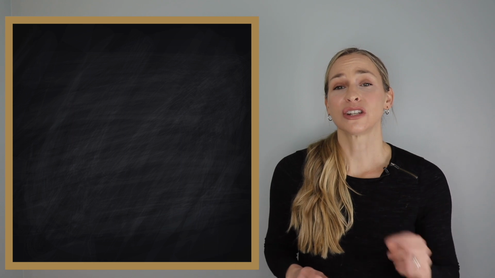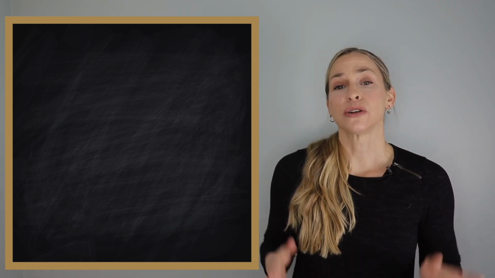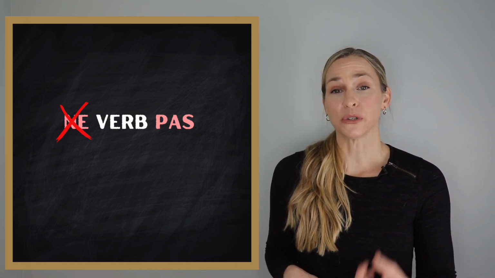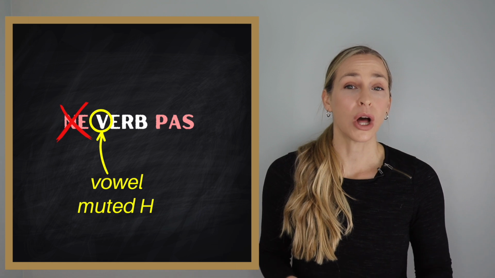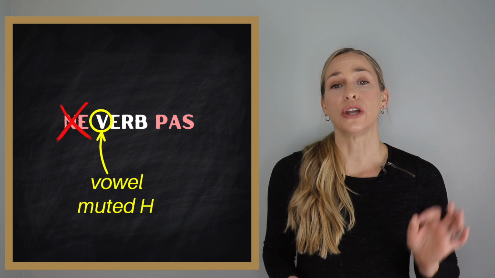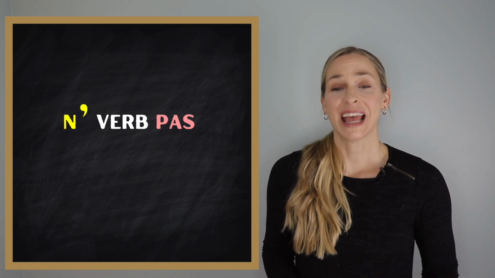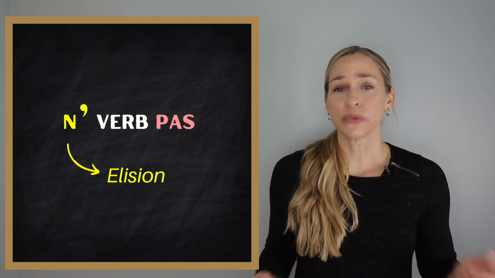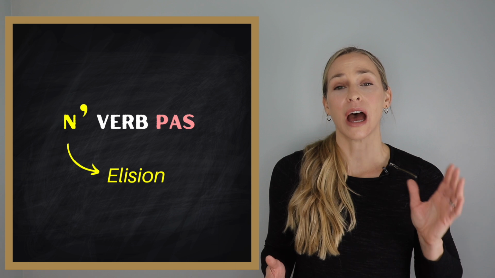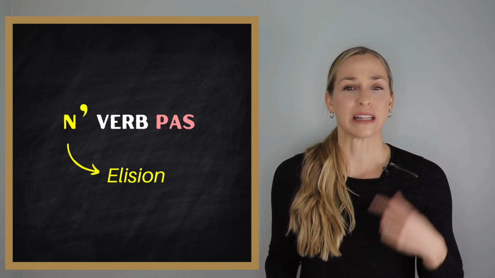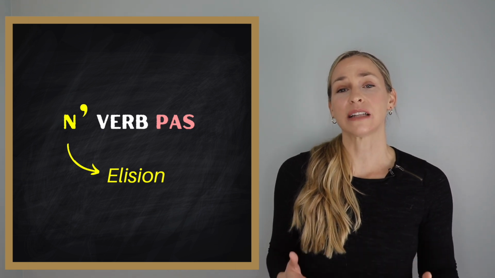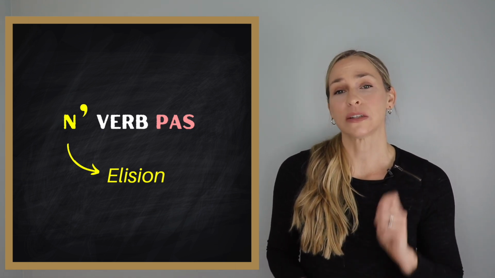There's another important point I want to make here. There are certain times where we can't use ne. This is when the verb that it precedes starts with a vowel or a muted H. In this case, we replace the ne with an n apostrophe, and this is called an elision. The reason we do this is very simple. It sounds really weird having 2 vowels next to each other in French. It becomes kind of a weird tongue twister. It's difficult to pronounce. So we simply cut the E off ne and replace it with an apostrophe.